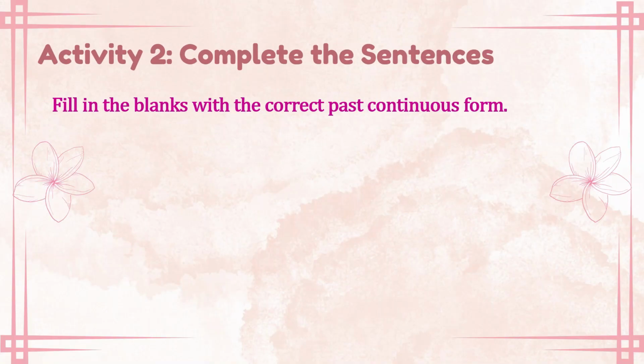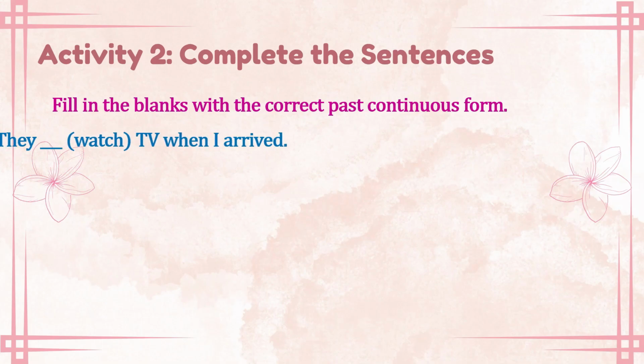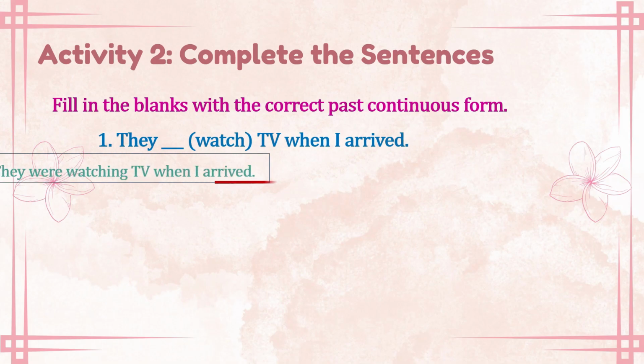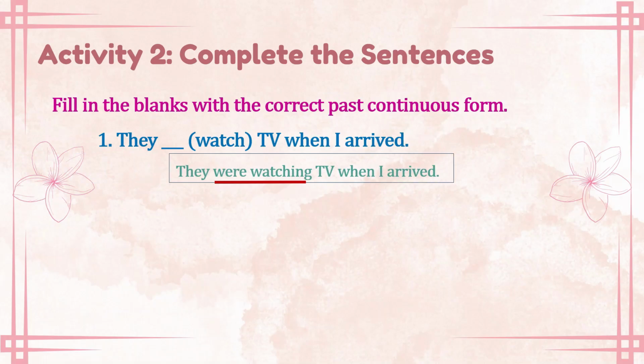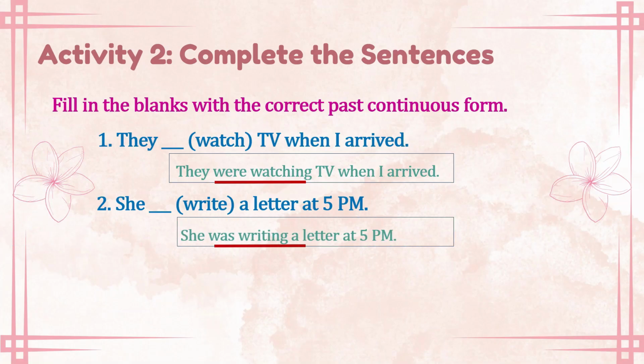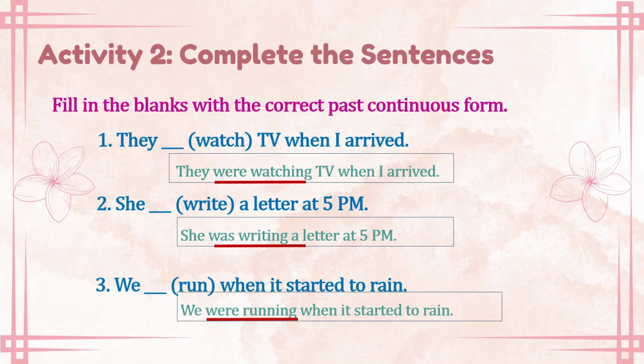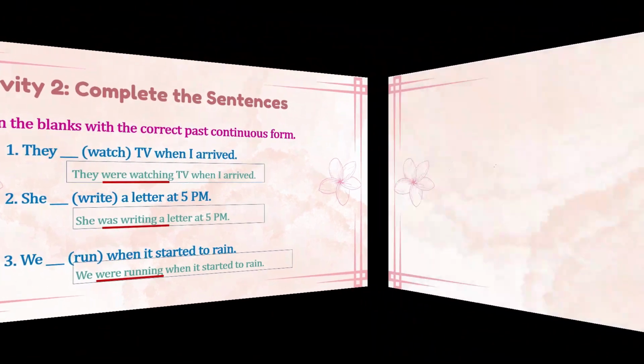Activity number 2. Fill in the blanks with the correct past continuous form. Number 1. They dash watched TV when I arrived. They were watching TV when I arrived. Number 2. She dash write a letter at 5 p.m. She was writing a letter at 5 p.m. Number 3. We dash run when it started to rain. We were running when it started to rain.